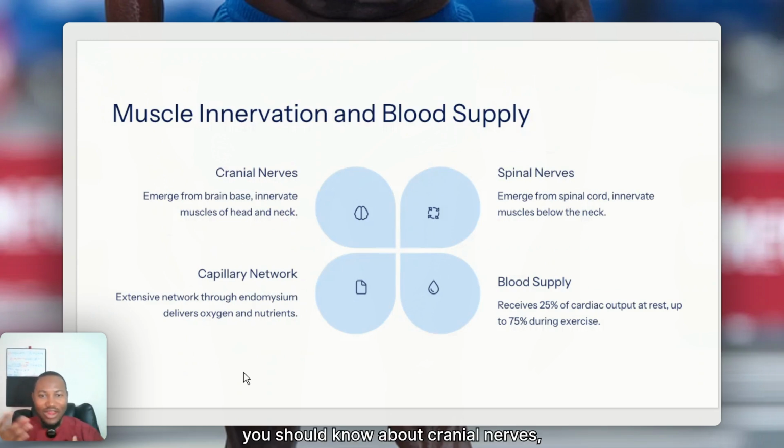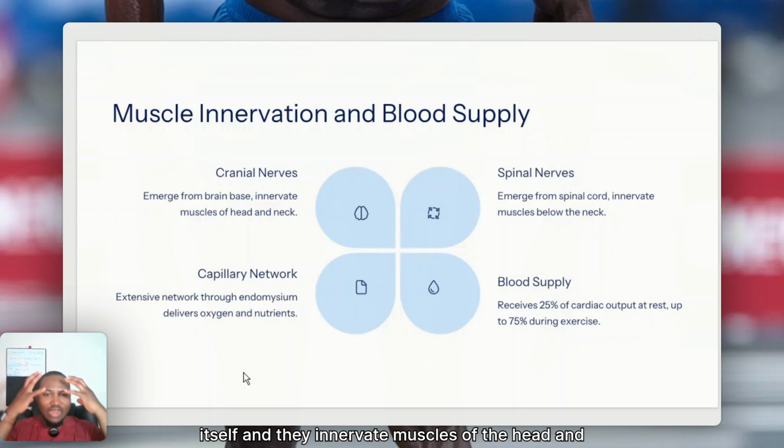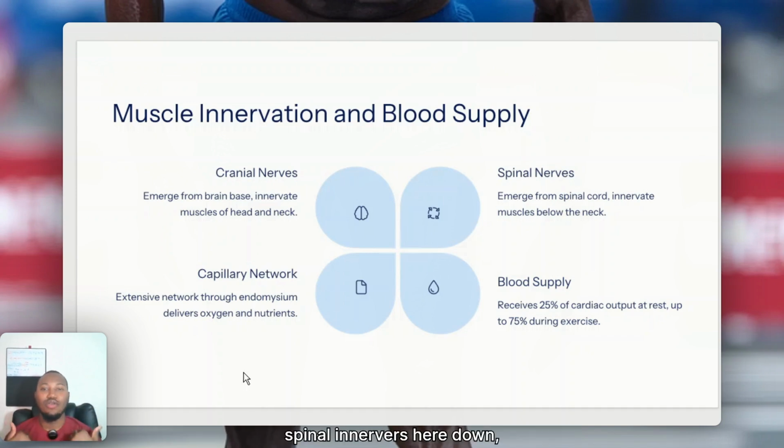You should know about cranial nerves and spinal nerves. Spinal nerves are the ones that emerge from the spinal cord, and they innervate muscles below the neck, downwards. Cranial nerves are the ones that emerge from the brain itself, and they innervate muscles of the head and neck. So you must know that the nerves that innervate the muscles of your body are cranial and spinal. Spinal innervates here, down. Cranial innervates here, up.